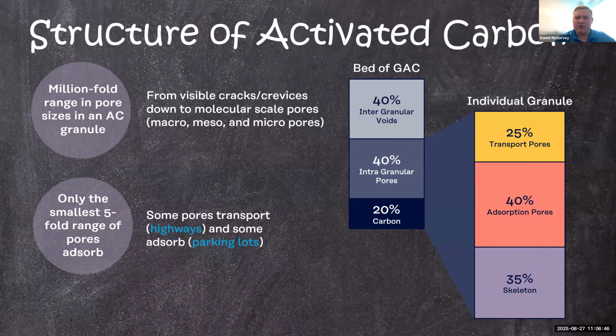These are really sort of mutually exclusive pores, where the transport pores you can think of as highways. They only transport compounds into the adsorption pores, and then you can think of the adsorption pores as sort of parking lots. That's where these contaminants actually sit and again get stuck to that carbon. So you can kind of think of this as sort of a design of a city, and I'll talk about some of the differences in pore structure and the importance of that between different carbon types.